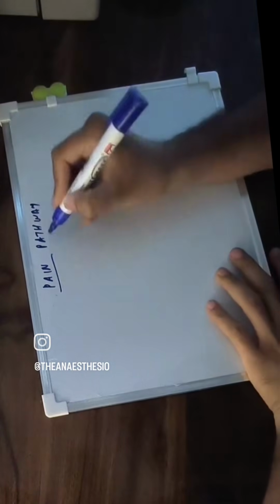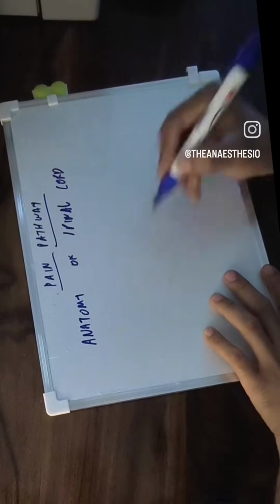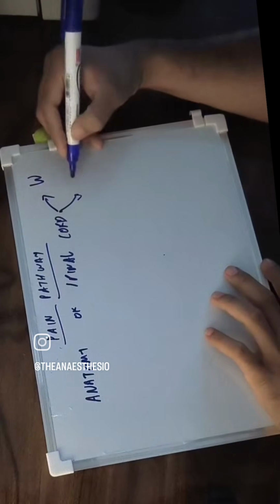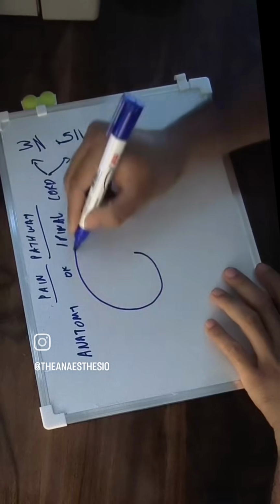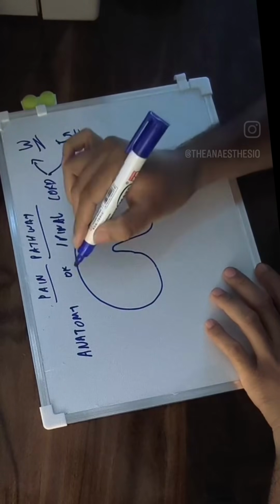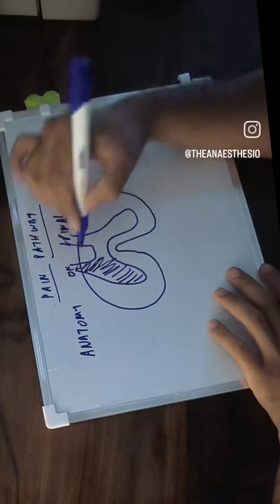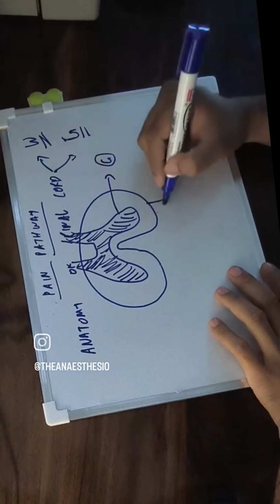Before knowing about the pain pathway, we should know the anatomy of the spinal cord. It is very necessary. Basically, the spinal cord has two major components. One is the white matter and the other one is the gray matter. So this is the spinal cord, and we have here the white matter and the gray matter. The shaded area which I am marking is the gray matter. This one is gray matter and this one is white matter.